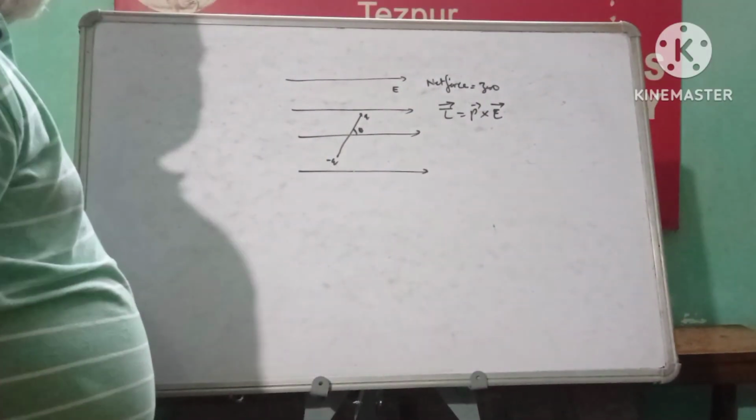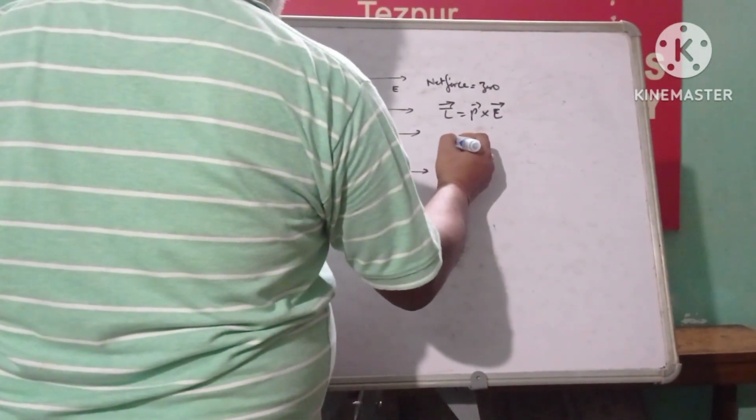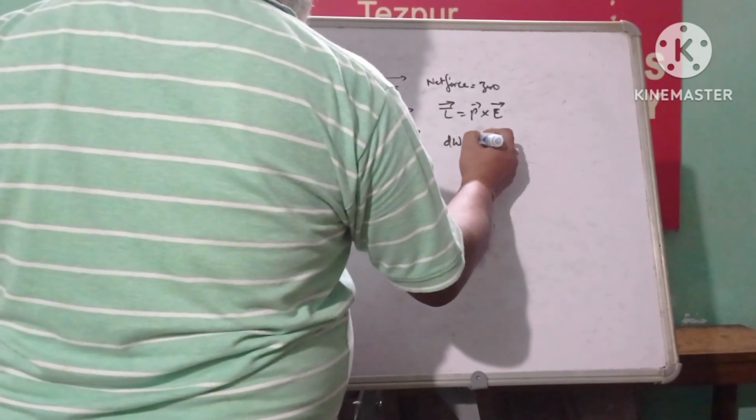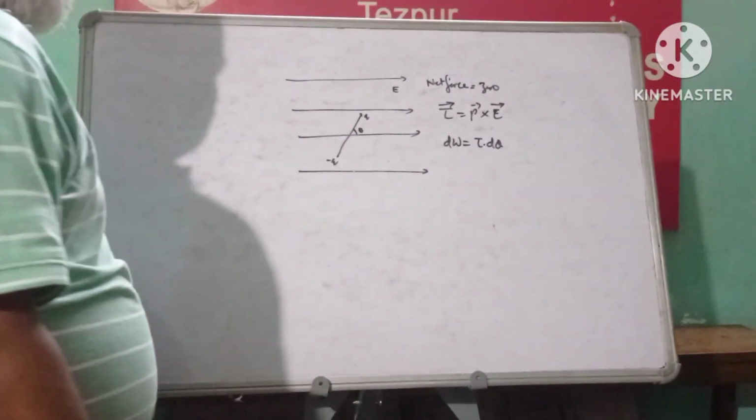This is the torque. Now, the work done, what will be the work done? Work done, that is dW, will be torque dot d theta. This will be your work done.